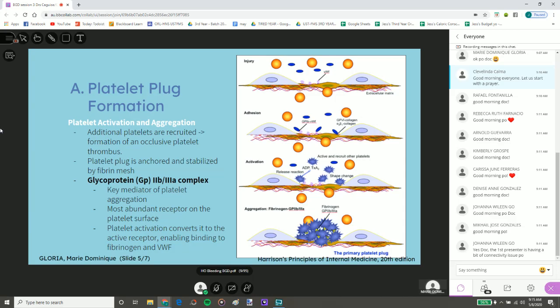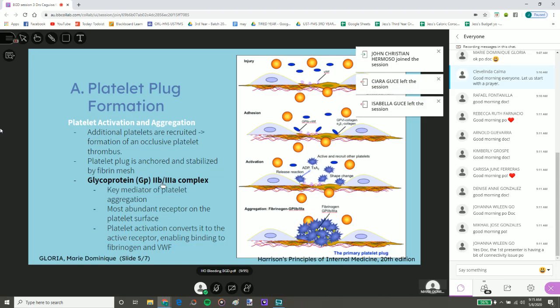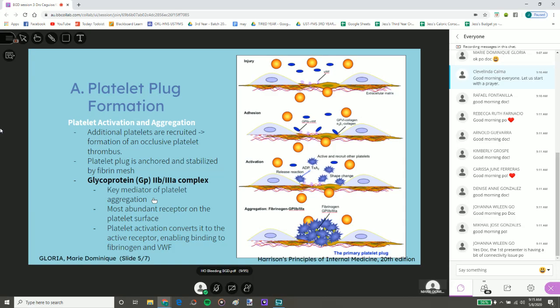Now, just to emphasize, your glycoprotein or your GP2B3A complex is the key mediator of platelet aggregation. And this is the most abundant receptor on the platelet surface. So when platelets are activated, it's converted to its active form, which enables binding to fibrinogen and von Willebrand factor.